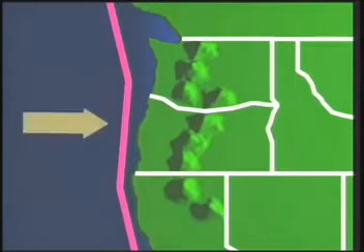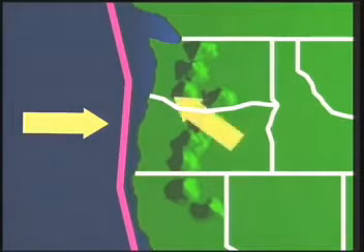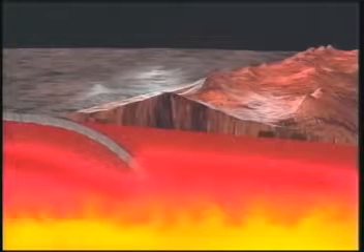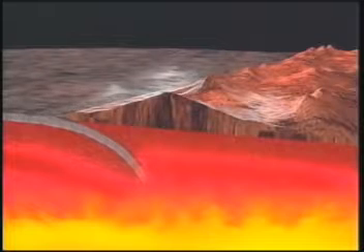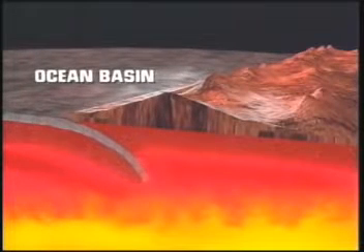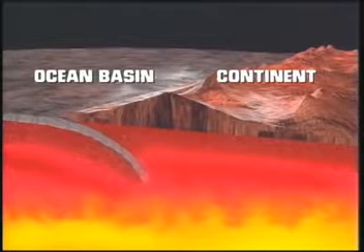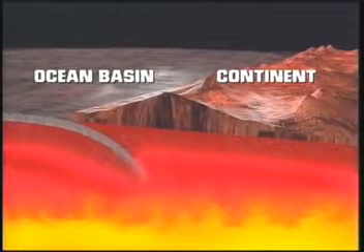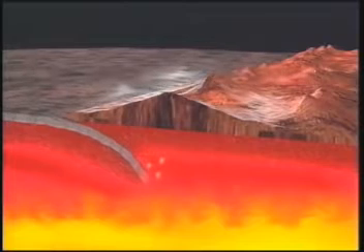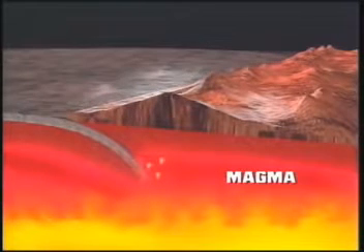As with folded mountains, the Pacific Coast volcanoes occur near a convergent boundary. The plate carrying the ocean basin is moving in this direction, and the plate carrying the continent is moving in this direction. Here's what happens. Because the plate carrying the ocean basin is heavier, it will dive beneath the plate carrying the continent. As it does so, tremendous heat and pressure are created, causing solid rock to liquefy into a material called magma.